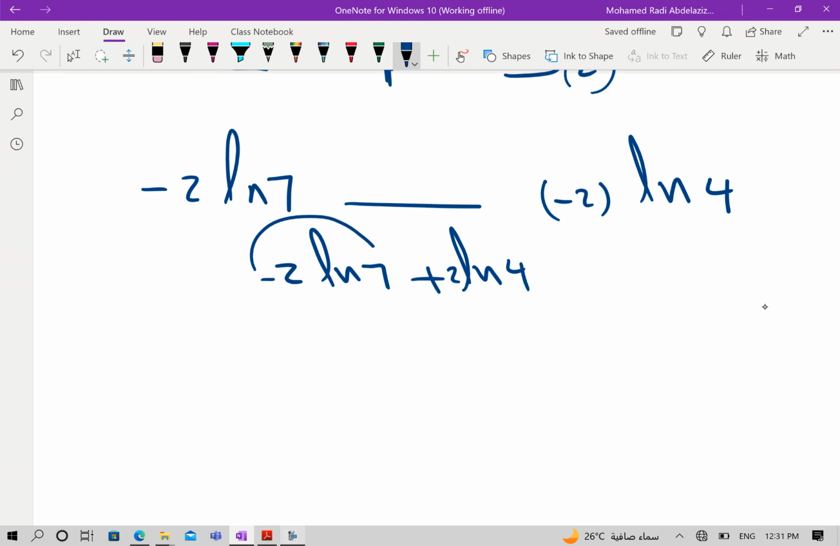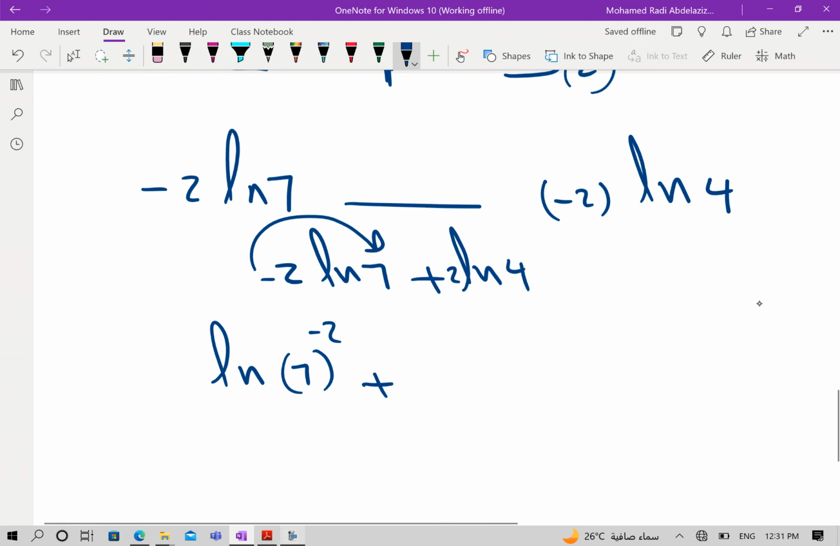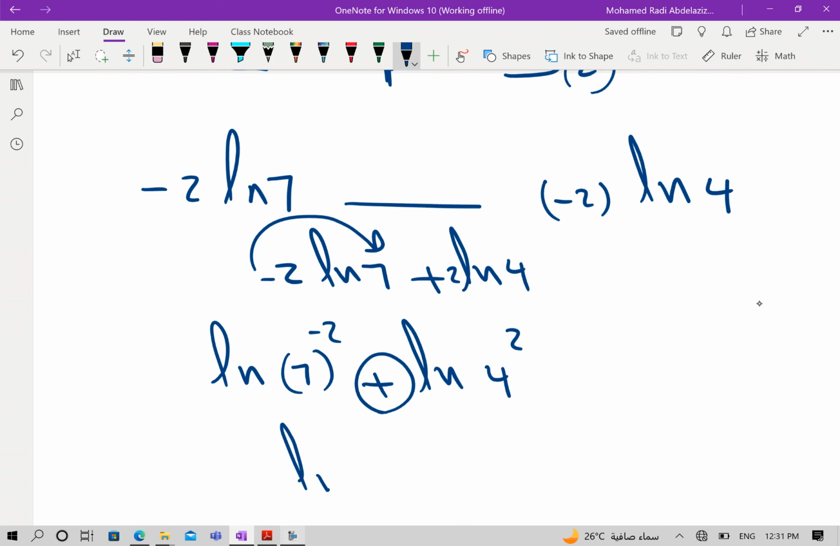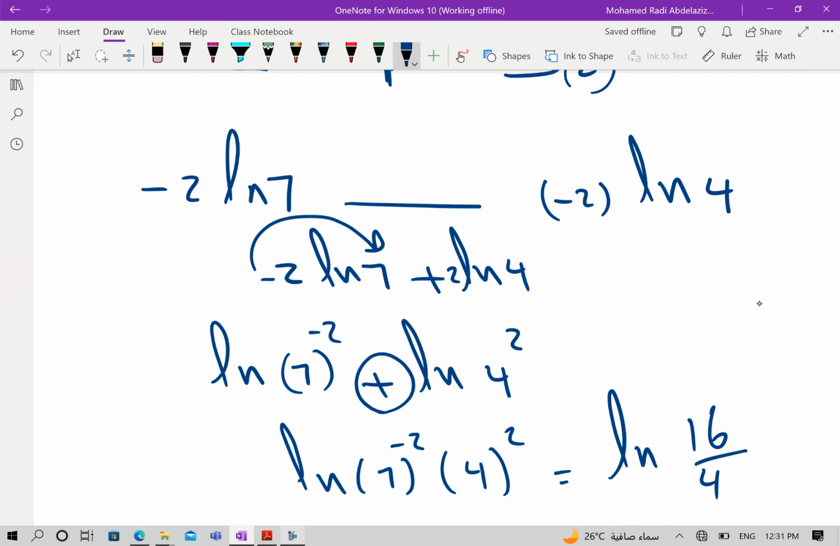we'll rewrite this value as ln 7 to the power of negative 2, then ln 4 squared. If it is plus, it will be ln of 7 to the power of negative 2 times 4 to the power of 2, which is ln 16 over 49.